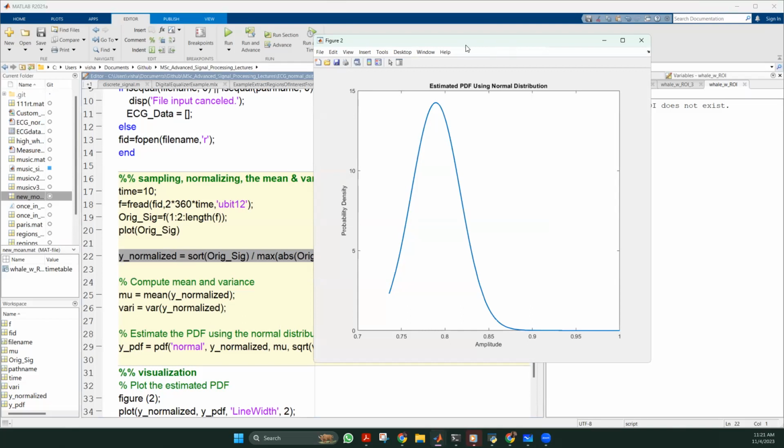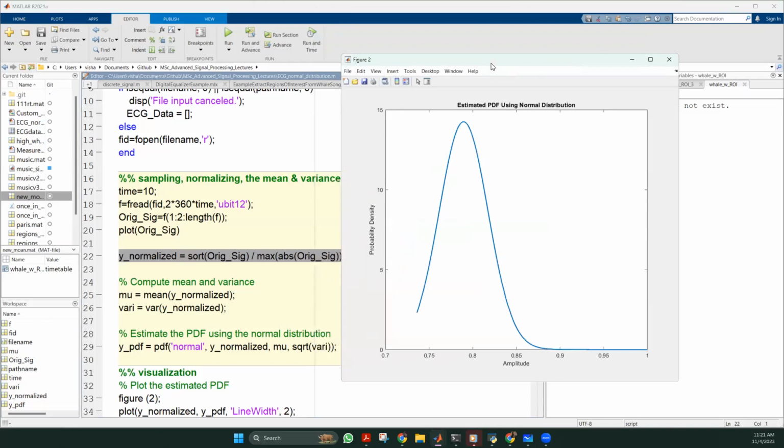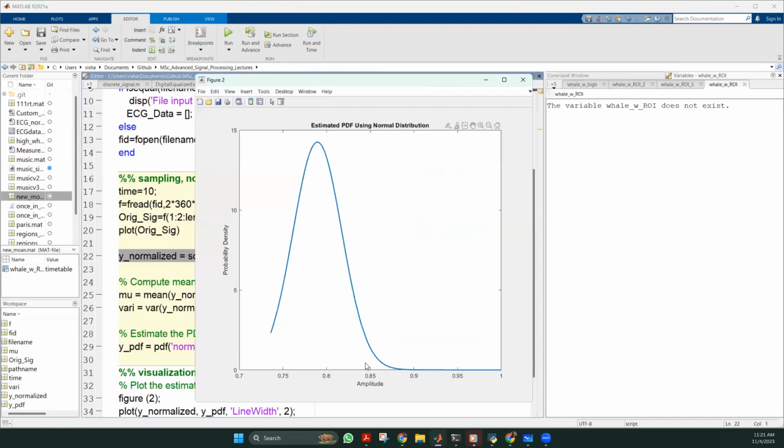So this is how the PDF of a certain random variable can be plotted in Matlab. Using this function, you can measure the probability of getting an amplitude of maybe 0.85 or above using the Q function. So that's what we discussed in the theory, right? So we can obtain the PDF function.